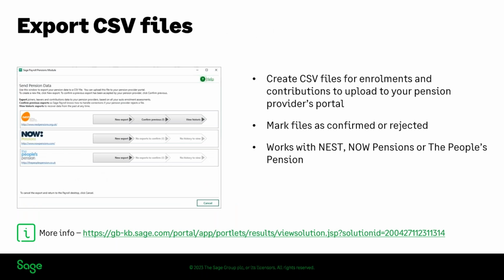The second method is exporting CSV files via the Send Pension Data option. Now, if this is enabled in your subscription, you will get the option of creating a CSV file containing enrolment and contribution details. That is then saved to your PC. There's a handy link to the provider's portal, and then you'll be able to upload those files containing enrolment and contribution information. You would then confirm that it's been accepted or rejected, in which case you can create it again after making any required changes, and it'll keep a history of the files that have been previously created.